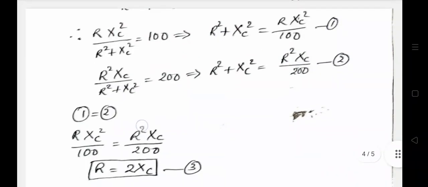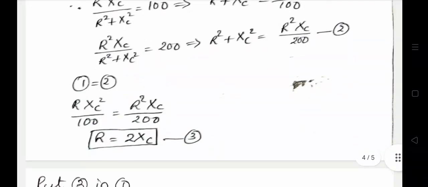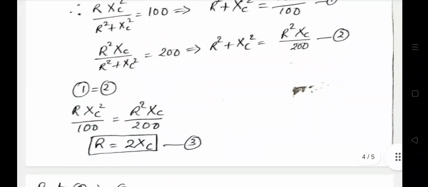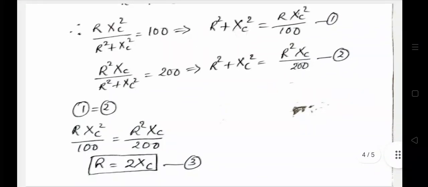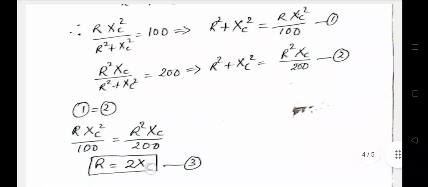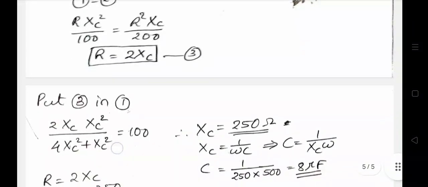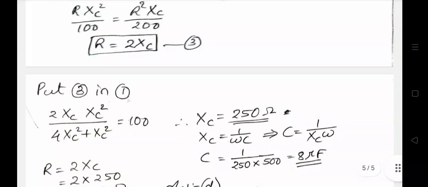By equating 1 and 2, we get R Xc squared by 100 equal to R squared Xc by 200, from which we get equation 3, that is R is equal to 2Xc. Now let's put equation 3 in equation 1, that means for the R value, let's put 2Xc. And we get the value of Xc as 250 ohm.